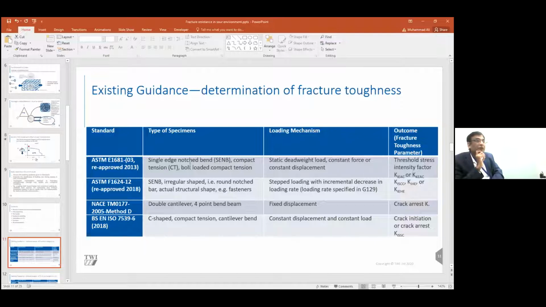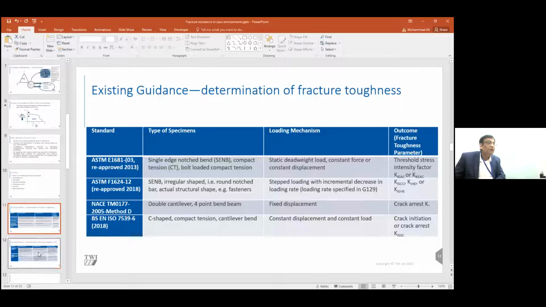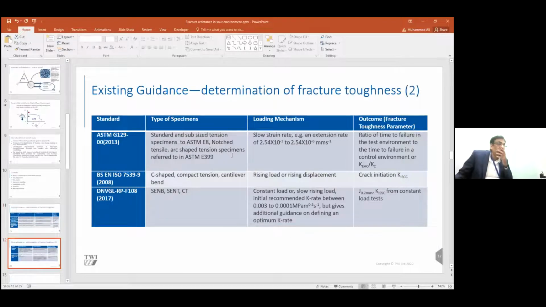There are several standards, starting from those which only define methods to determine toughness, which can subsequently be used for qualitative purposes. The most prominent ones are some of the ASTM standards, such as ASTM G177. However, there are some standards which provide more detailed guidance on how to determine fracture toughness and how to define the fracture toughness parameter, which can be used in any integrity assessment procedure. And I think the most prominent one was DNVGL recommended practice F108.